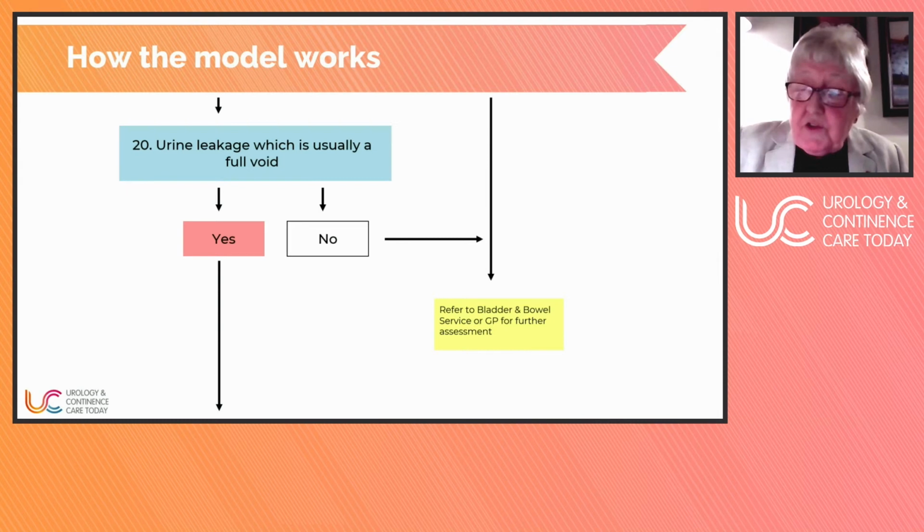With functional incontinence, urine leakage is usually a full void. Please remember that someone with dementia or learning difficulties can also have other underlying treatable symptoms, such as a urinary tract infection or an enlarged prostate.